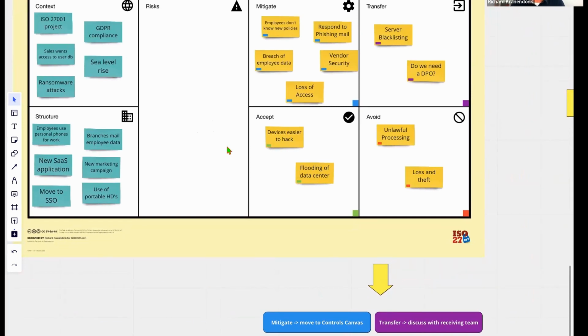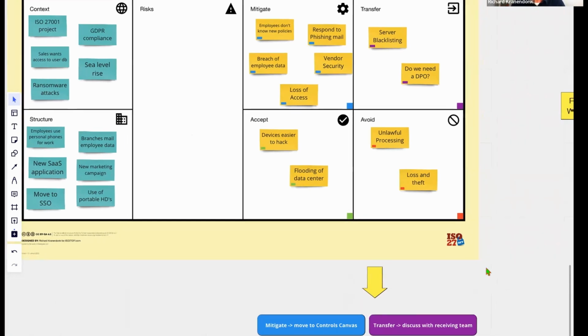For the second workshop, things that get transferred will be discussed with the team or organization the risk is transferred to. If it's accepted, then we need to get an okay from the CISO or compliance or a comparable function within the organization. And if there are certain risks that need to be avoided, that always depends on the issue at hand. So here again, it's finding a solution that's acceptable to the important stakeholders.